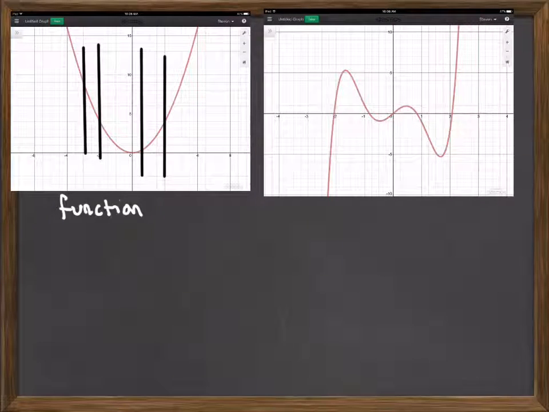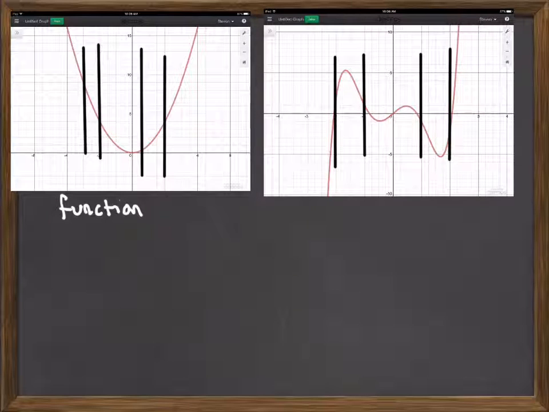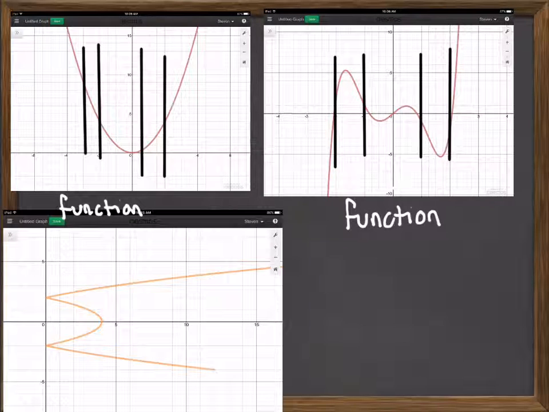Consider this one. Now this one curves around a whole lot more than the last one. But again, any vertical line you draw in will only cross the graph one time, meaning that each x value has at most one y value, and so therefore this thing is a function as well.